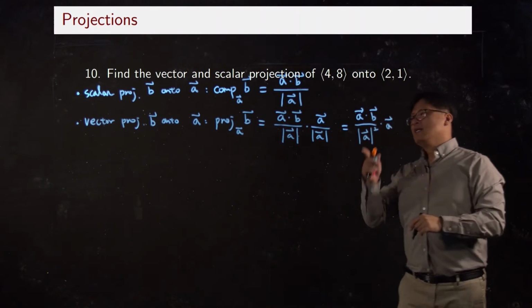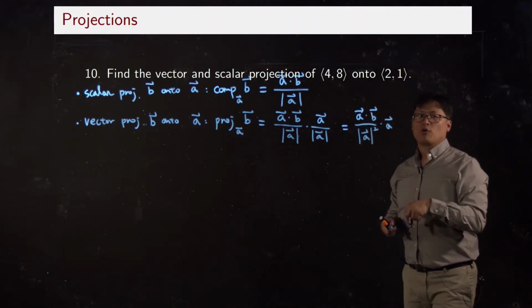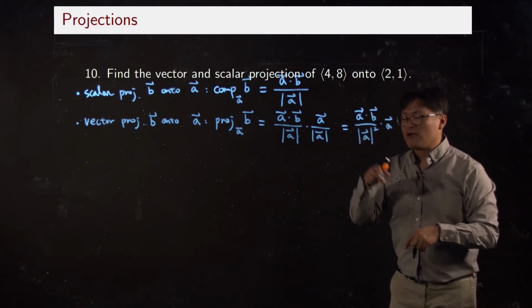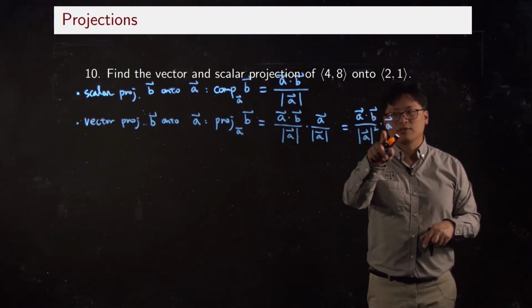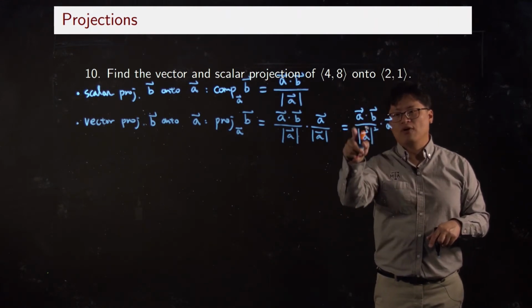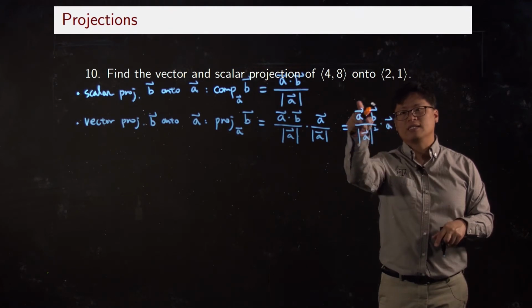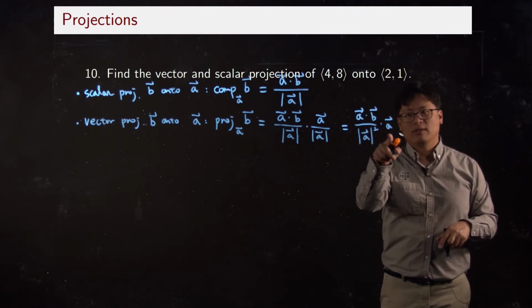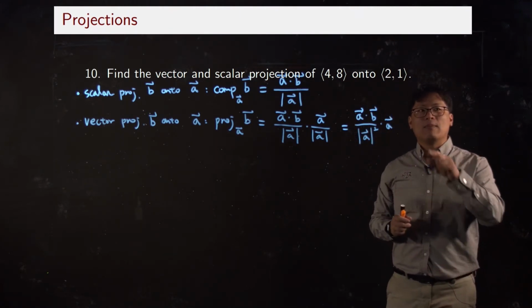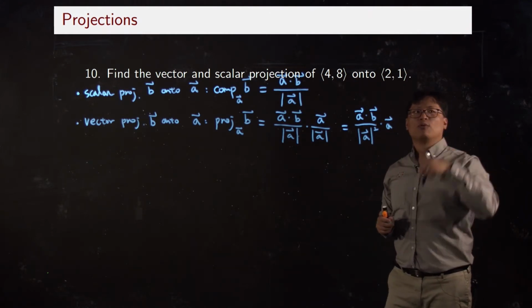So look at that. Scalar projection is not a vector anymore. It is a number. But your vector projection is still a vector, because here A dot B over the length of A squared is the scalar, but this one is still a vector. Is that okay? So let me apply this formula to your problem.